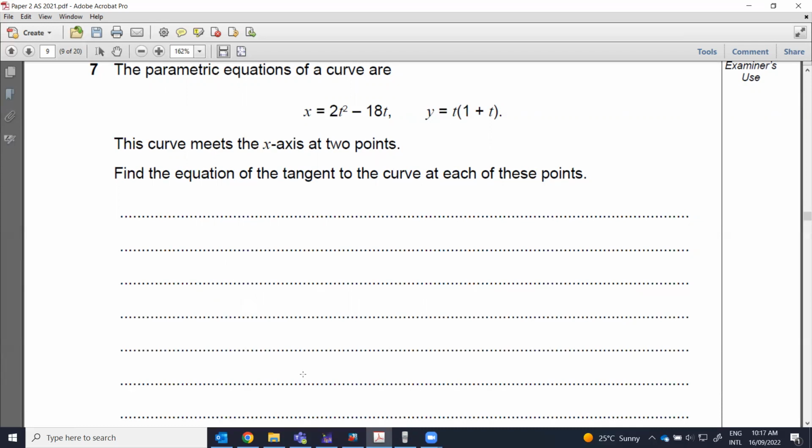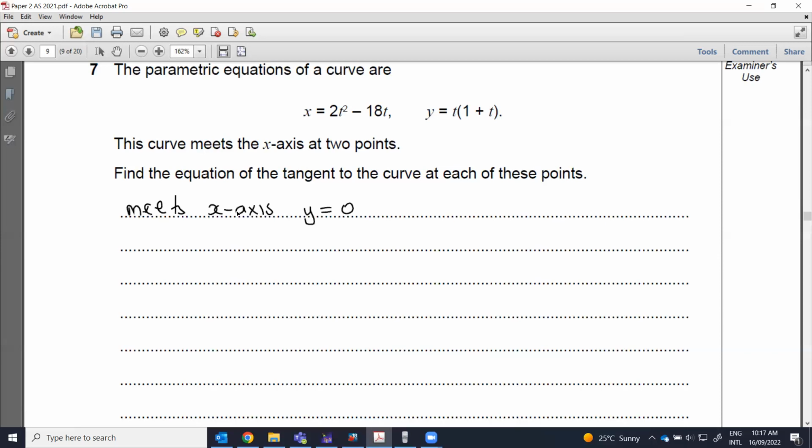All right, so this curve meets the x-axis at 2 points. Then we have to find the equation of the tangent to the curve at each of these 2 points. So what we need to take note of is when it meets the x-axis, the y value will be equal to 0.